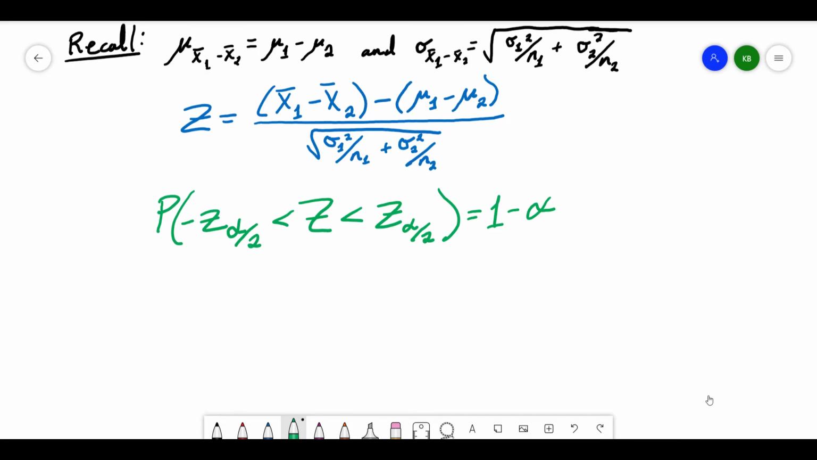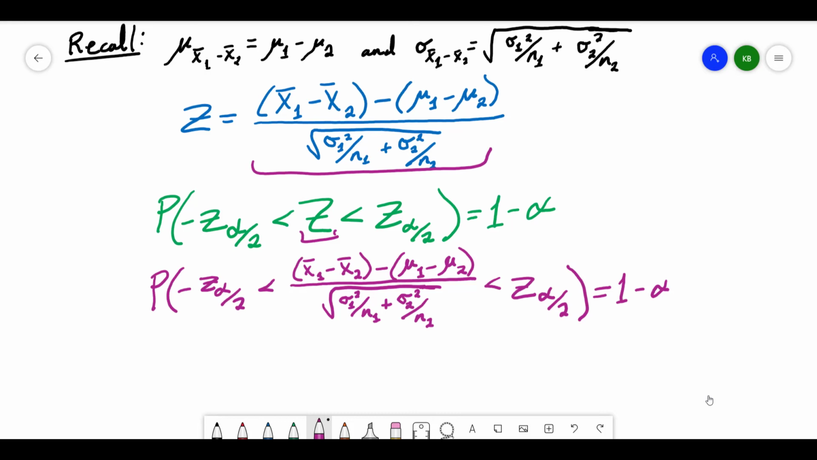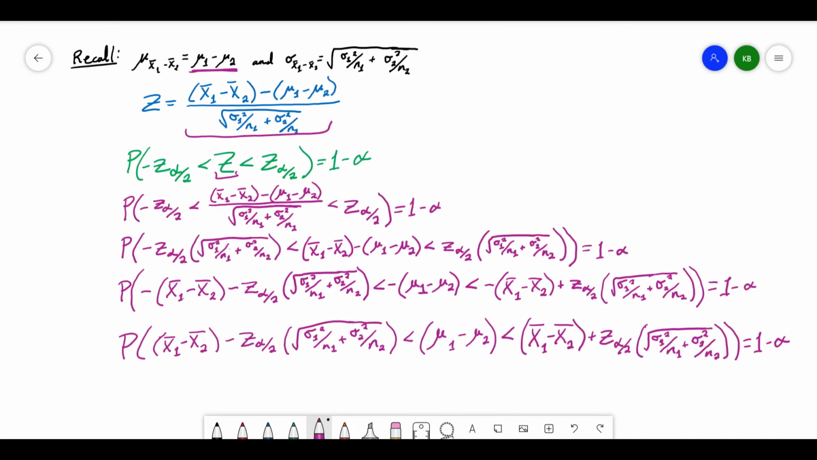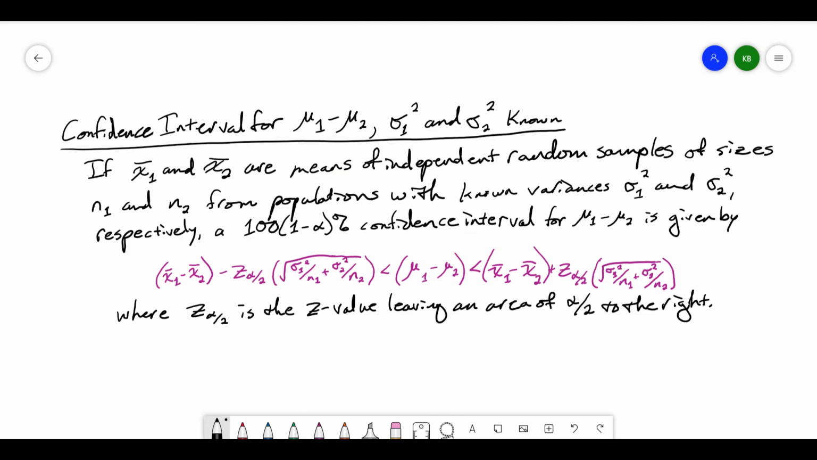Now, substituting our equation here in for z, we can actually solve this for the difference of means of the population that we don't actually know. And when we're finished solving for the difference of the means, that can give us the confidence interval. So using the inequality that we found, we can compute a confidence interval for the difference in means of our population, the same way we did when we had a single sample.